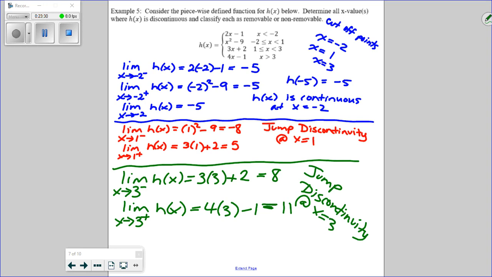Thank you. We have a jump discontinuity at x equals 3. And remember that your jump discontinuities are non-removable. We should go back and add that, because that was part of our question.